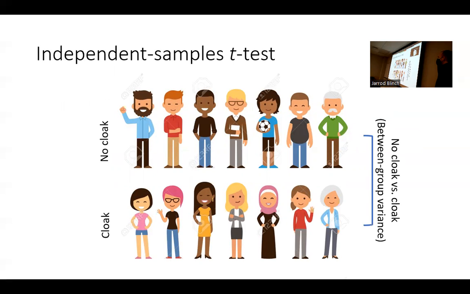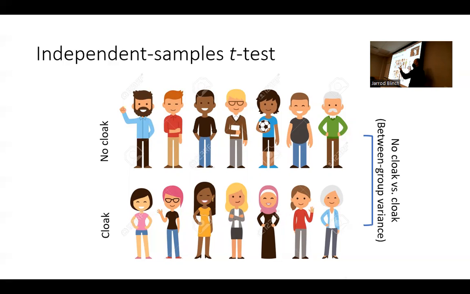So why is it more powerful to do a paired samples t-test? Well, here's an example of our independent samples where we've got two groups, different people, and basically we're going to have two types of variance when we compare these two groups. And the more variance we have, the harder it is to see something, to find a significant difference. So when we're comparing two groups, one sort of variance is that, well, this group has no cloaks and this group has cloaks, and that's the essence of the experiment.